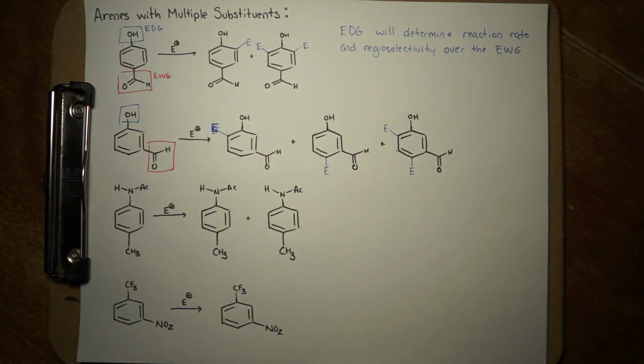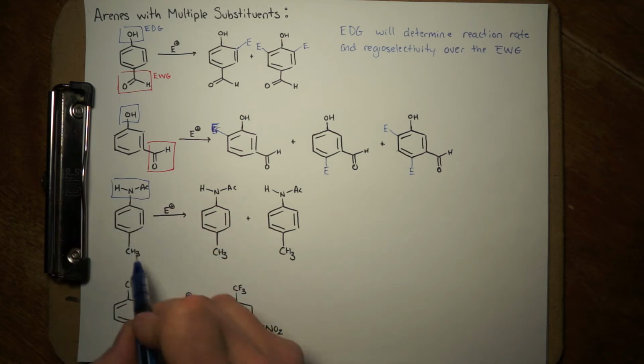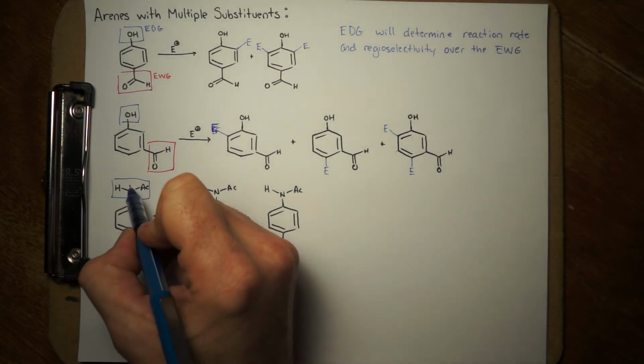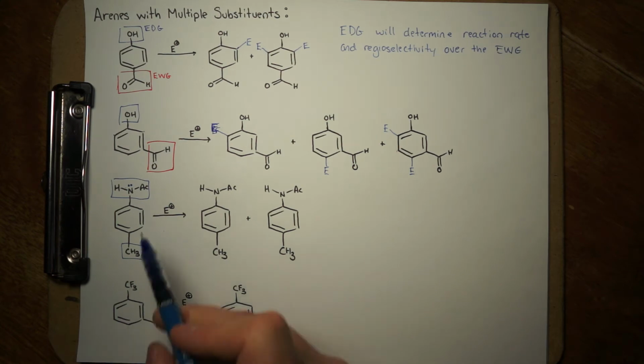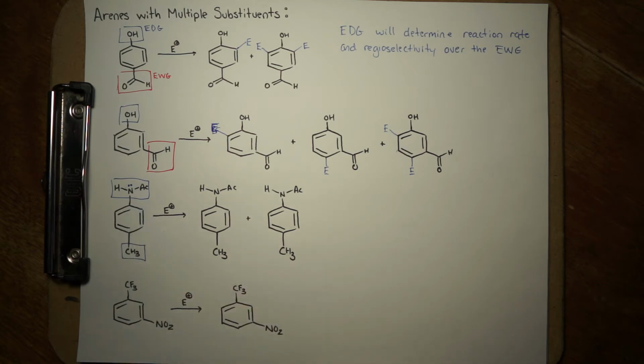Now let's take a look at what happens when we have two electron donating groups. If we look at this third reaction, we have an amino group and we have a methyl group. The amino group, remember, has a lone pair of electrons. This Ac is just an acetyl group. I wanted to abbreviate it rather than drawing out the full structure. Remember, the acetyl group, when on a nitrogen, is going to reduce the electron donating ability of that nitrogen. Not stop it, but just reduce it.